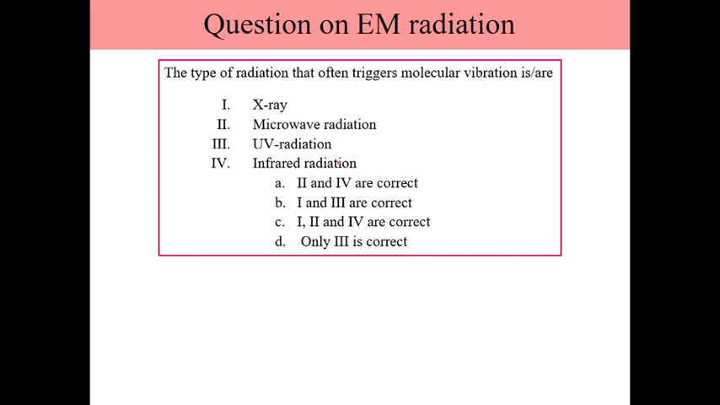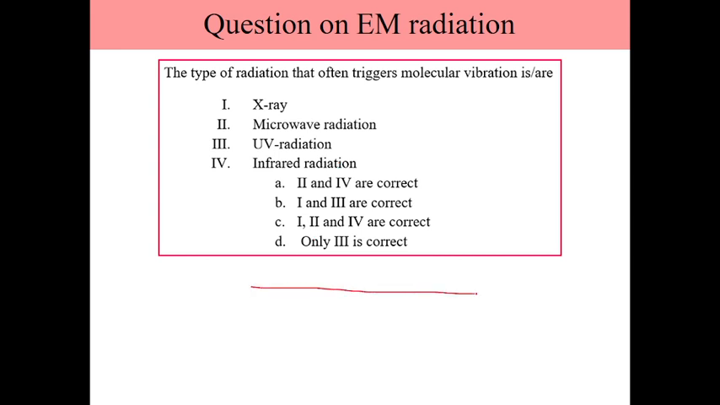Now we move on to another question. So questions on electromagnetic radiation. The type of radiation that often triggers molecular vibration is or are: first is X-ray, then there is microwave radiation, UV radiation and infrared radiation. Which one do you think would be the answer?